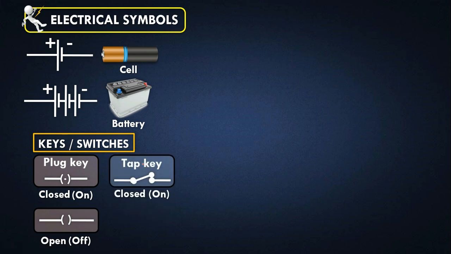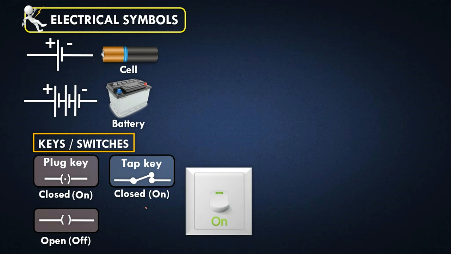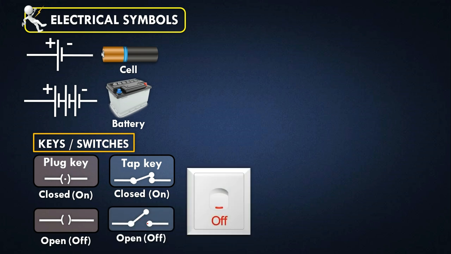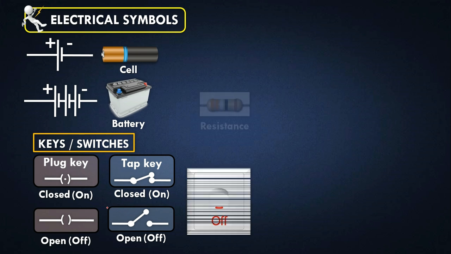Another type of key is the tap key. The tap key is always like this. Here it is closed when it touches both the terminals, positive and negative. So this is closed and it means the switch is on. You can see this. And this is open, it means the switch is off. So these are the types of keys: plug key and tap key.